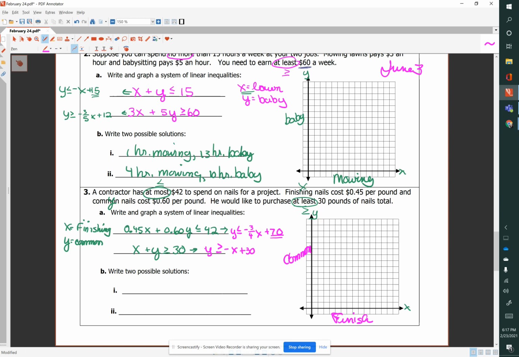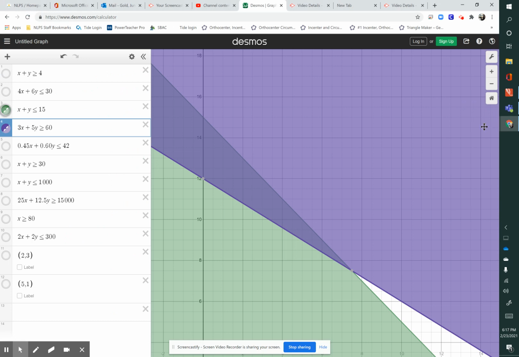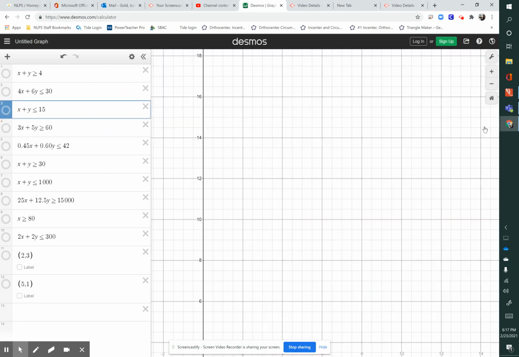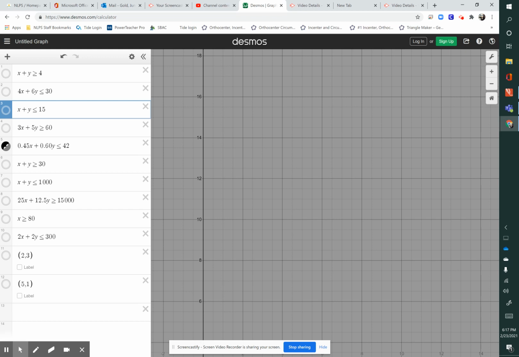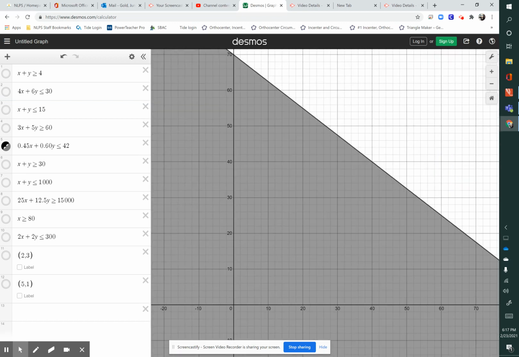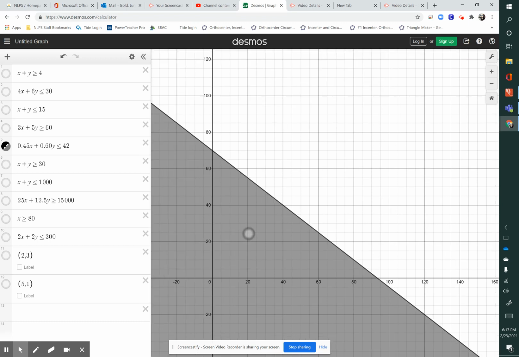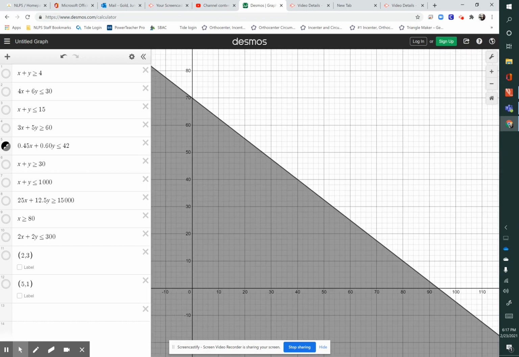And we're going to go ahead to Desmos just because this would be almost impossible to graph on paper. So the finished nails and common nails can't cost more than $42. Look at these intervals. Look at the x-axis and y-axis when I made this inequality so we could see the whole thing. Each major block is 10, 20, 30, 40, 50, 60, and the same with the y-axis.